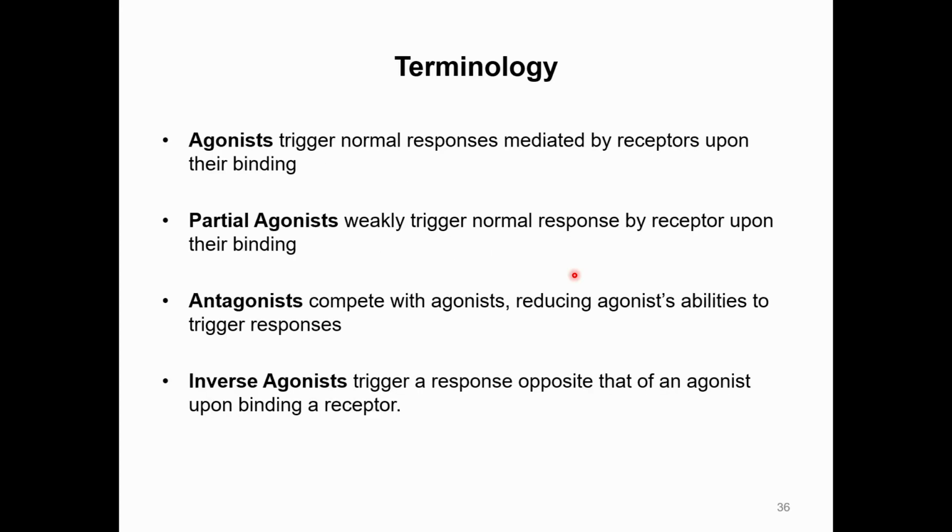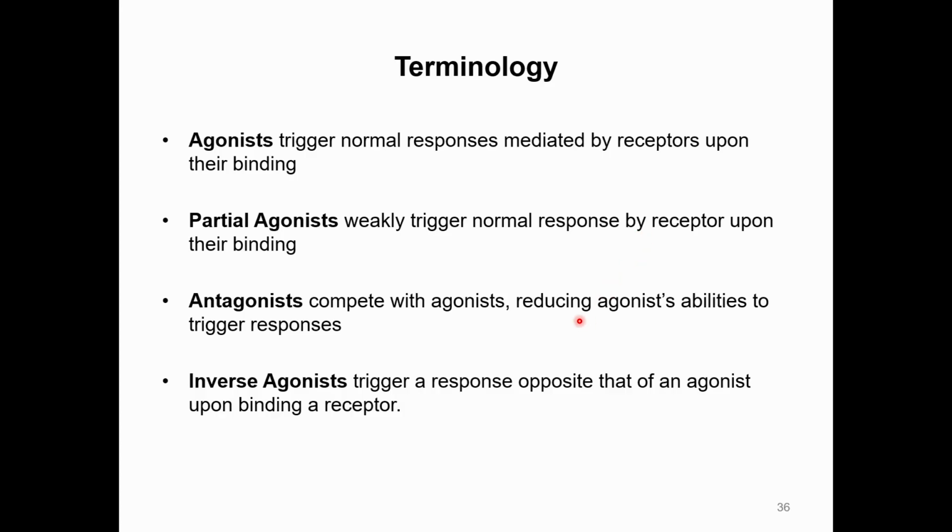Agonists, antagonists, and inverse agonists. I want to say a little bit more and define these a little more carefully. Agonists are drugs that trigger the normal response that's ordinarily mediated by that receptor. So they basically activate the receptor, and the function you get out of that is whatever that receptor ordinarily does. Partial agonists weakly trigger the normal response when they bind to a receptor.